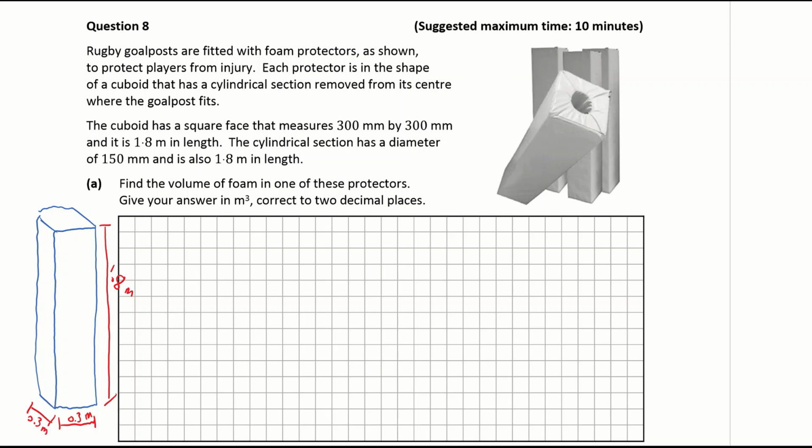It then has a cylindrical hole cut out of the shape, something like that. And it then tells us that that cylindrical hole is 150 millimeters in diameter. So 150 millimeters in diameter is the same as 0.15 meters in diameter. So that's everything we know.